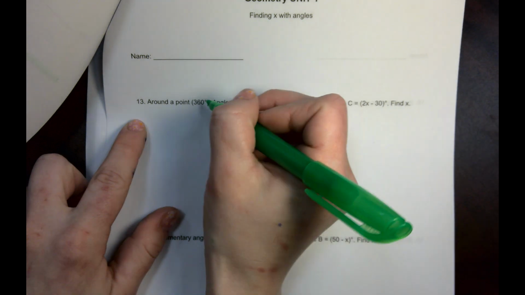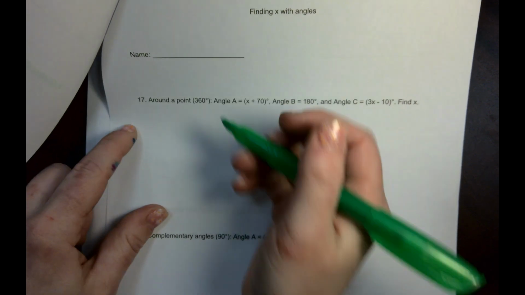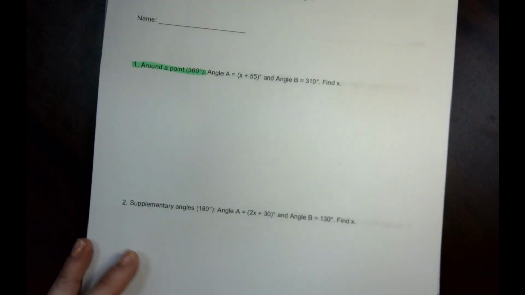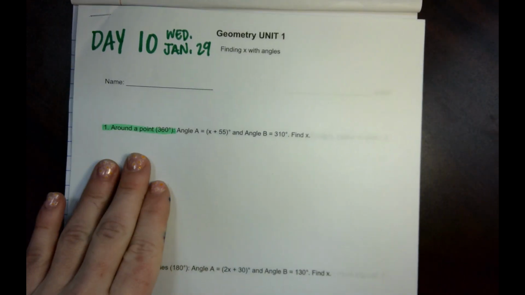Number 10, 11, 12, 13. I'm seeing the pattern. Yeah, 13 is around a point, 360. 14, 15. 17 is around a point, 360 degrees. Okay, so I highlighted all of those in green, and that should be it. As you flip the page, it's the one on top. 1, 5, 9, 13, 17. That is all of those. Okay, let's start with the around a point problems.